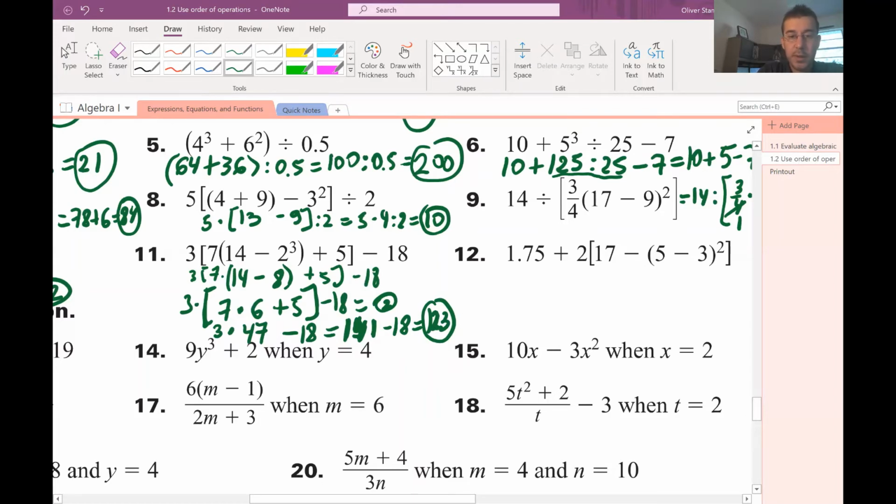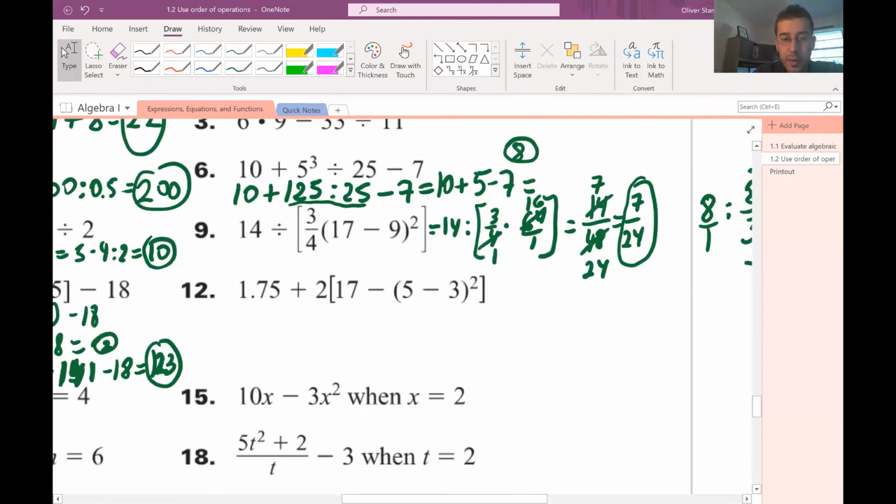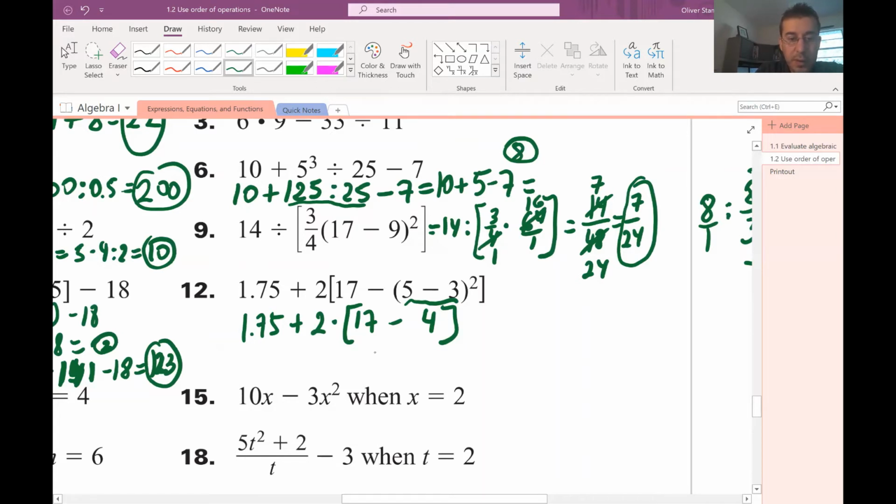Number 12, we're going to do the powers first. But to do the powers first, we have to do 5 minus 3 first, which is the grouping. So 5 minus 3 right here is 2. So 2 squared is 4. So this becomes 4, and then 17 minus, right? And then all these come down, plus 2 times. Now what do we do next is the grouping in the straight brackets. So 17 minus 4, that is 13.